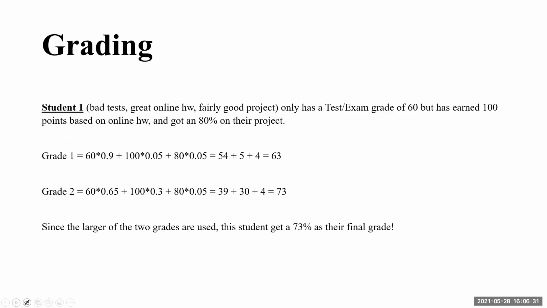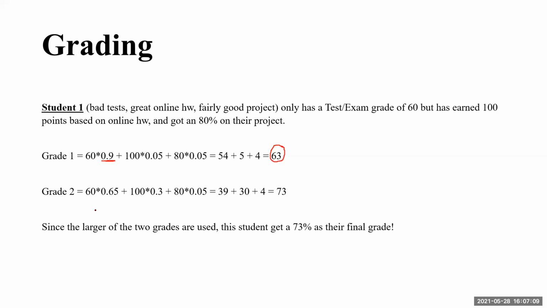So let's say we've got this student, bad tests, great online homework, and a fairly good project. Let's say they only had a test or exam score of 60%, 60% average. So that doesn't even necessarily mean 60 on all their tests. They had a 60% average. That's a D- average. But they earned all of their homework. They got a 100% on every single homework assignment, and they got an 80% on their project. So grade 1, they got a 63. That's a D. That's not great, which makes sense because they got a D- on something that was 90% of their grade. How would they end up with a C? That would be pretty nuts.